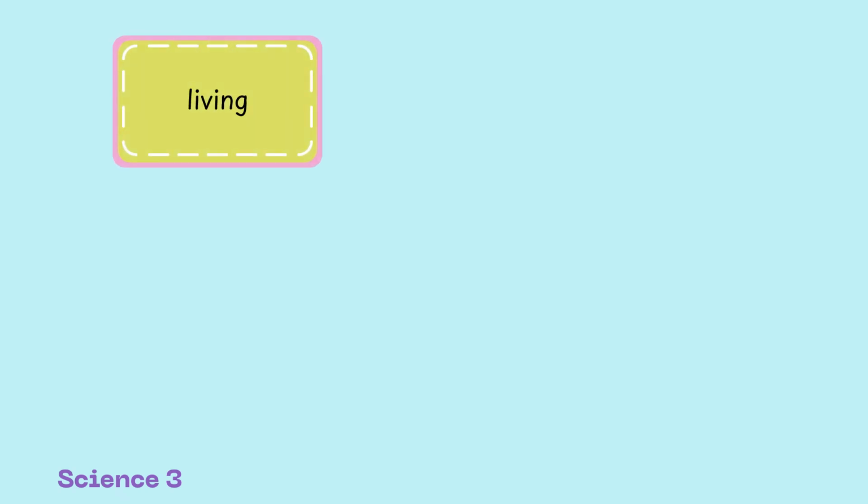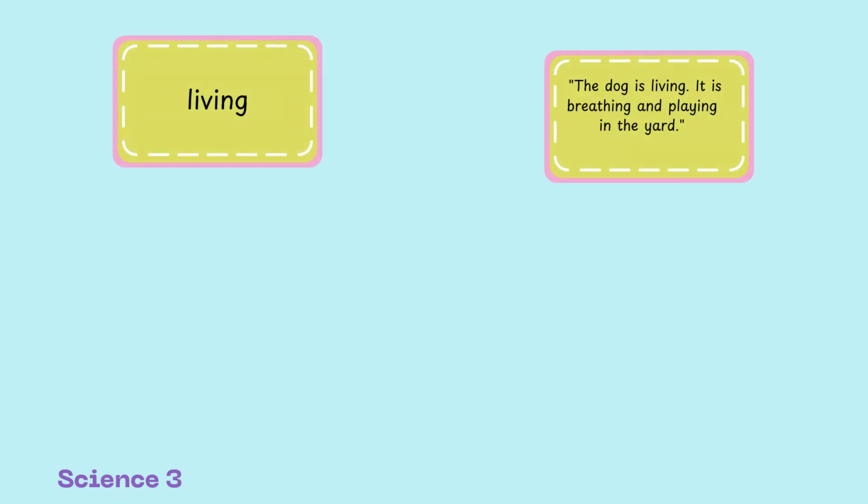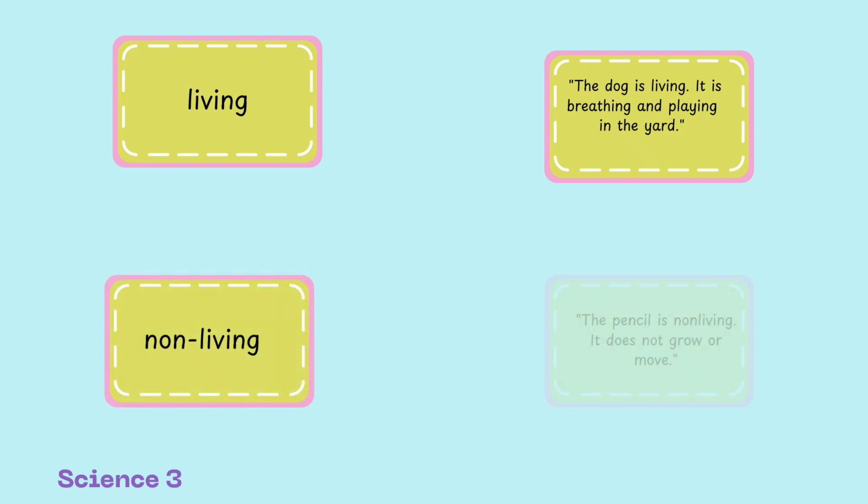I have here a card, kids. The first one is living. For example, the dog is living. It is breathing and playing in the yard. The second card is non-living. For example, the pencil is not living. It does not grow or move. Okay, class?